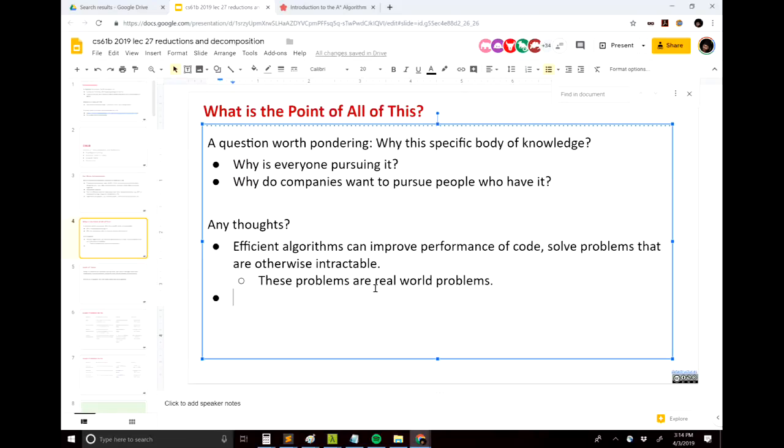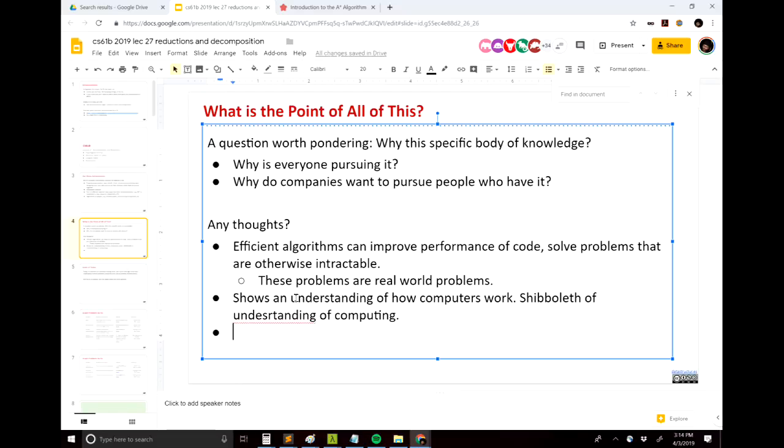Why do people care about these specific things? Yeah. It shows an understanding of the language you're using? Got it. Shows an understanding of how computers work. That is, it's a shibboleth, so to speak, of someone who understands computers. I'll let you look up what that word means later. Shibboleth of understanding of computing. All right. That is, if someone knows that you know what a hash table is or how they work, that implies you know what you're talking about.